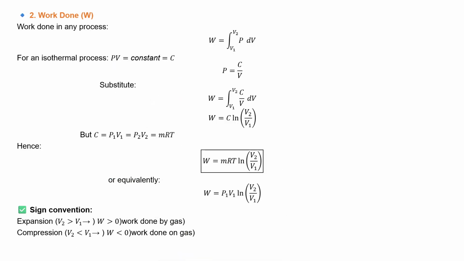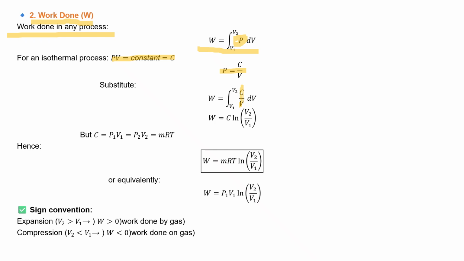So now we have to find out what is the work done, what is the heat supplied or heat rejected, and what is the change in internal energy. First thing which we have to find out is the work done in this process. As we know, W is the integration between initial state V1 to final state V2 of PdV. But we know that PV = constant, so P = C upon V. So instead of P, we put C by V, and we go for integration.